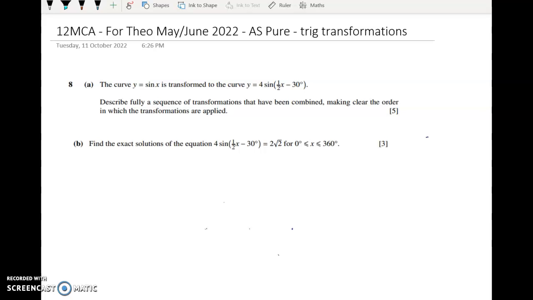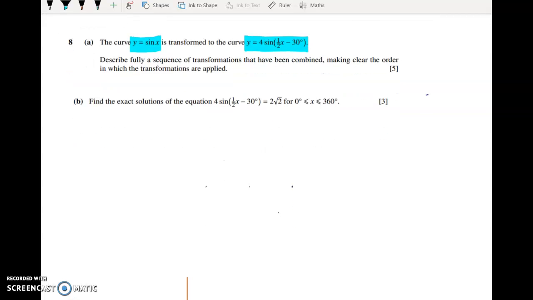This is a question from Theo and it's a really, really good one. We're given a sine curve and we've got a transformation of it where three things have happened to it. So we have to describe the sequence of transformations that have been put together, and we have to talk about the order that they've been applied in. There are two ways to do this question, and the way that I'm going to do it first is to rewrite it by factorizing this thing here.